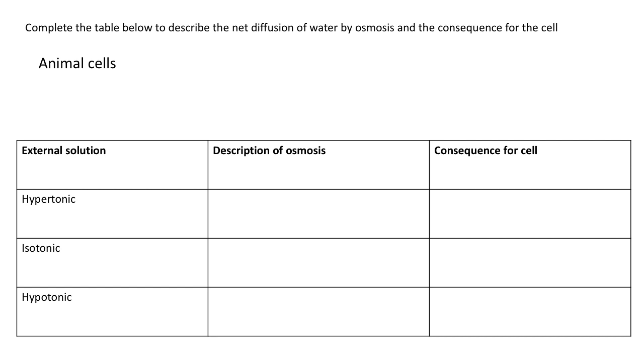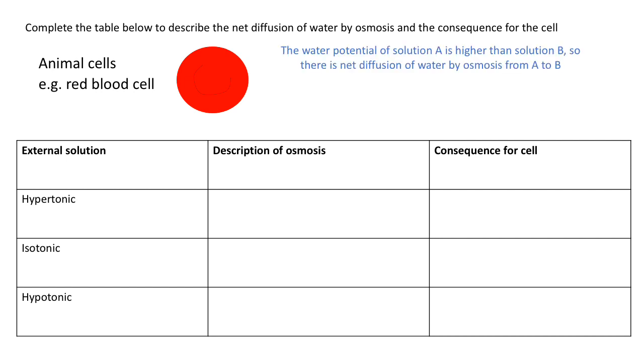First, I just want to say that we will deal with animal cells first and then plant cells. So for these animal cells, the common example is red blood cells. So, a diagram of a red blood cell, we'll refer back to that later. And what I'd like you to do is, for each of the solutions described on the left, provide a description of osmosis and then the consequence for the cell. And I want you to use the sentence structure we used in the first revision video.